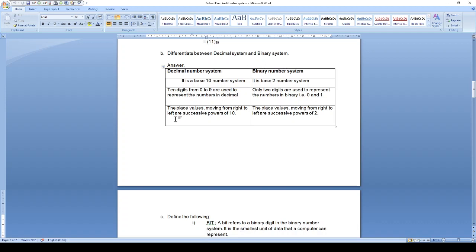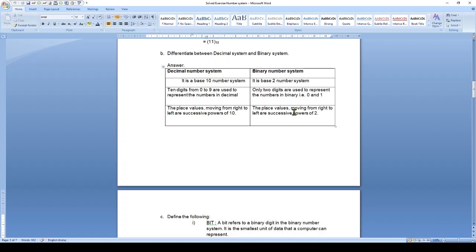In decimal number system, the place values moving from right to left are successive powers of 10, right? As you get ones, tens, hundreds, thousands. They are successive powers of 10. Ones means 10 to the power 0. Tens means 10 to the power 1. 100 means 10 to the power 2. 1000, 10 to the power 3. 10,000, 10 to the power 4. So like that you go on moving. They are successive powers of 10 in case of decimal number system.